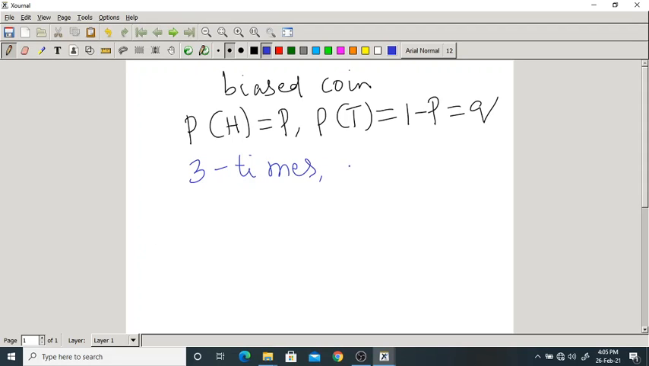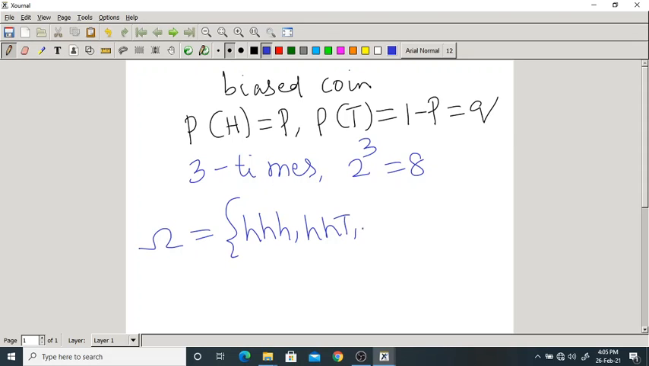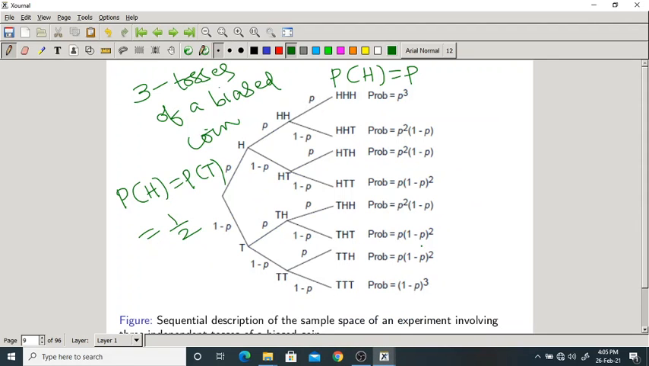The possible outcomes are 2 power 3, that is 8. So the sample space will have 8 outcomes. What are they? All heads, head, head, tail, tail, head, head, and so on. Finally, tail, tail, tail. So the sample space has 8 outcomes. These are the possible 8 outcomes.